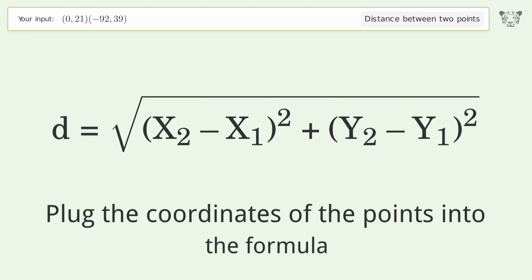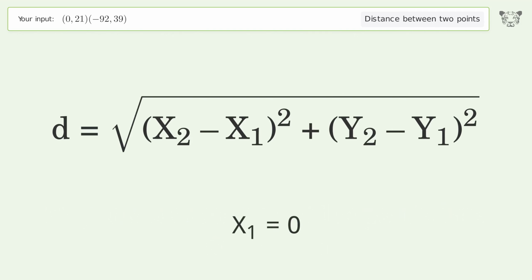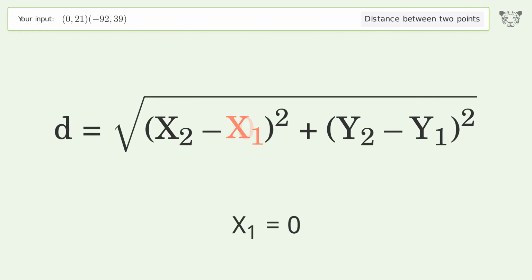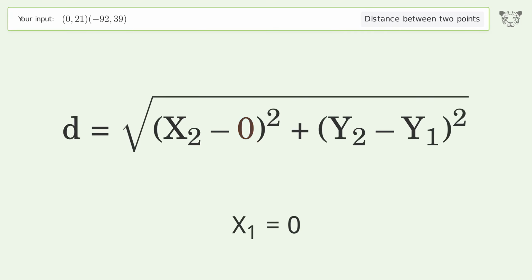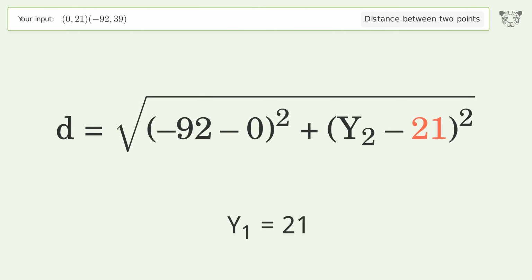Plug the coordinates of the points into the formula. x1 equals 0. x2 equals negative 92. y1 equals 21. y2 equals 39.